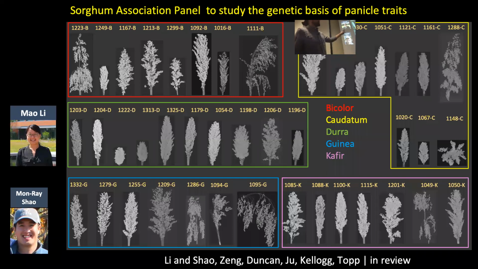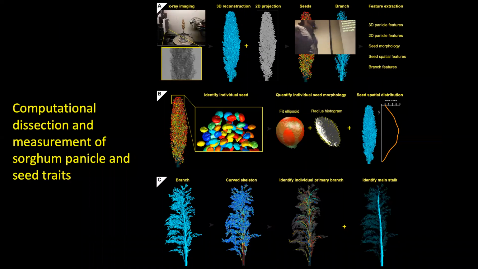It's the same idea. So we've looked across, this paper is in review now, but we've looked at the different major botanical races of sorghum and did what I would call a computational dissection. So we can identify each seed, we can measure the seeds themselves, the 3D shape of the seeds, we can measure where they are in 3D space, right? In terms of the entire panicle, measure the branches themselves, and basically break this thing down into all the constituent components in an automated way.